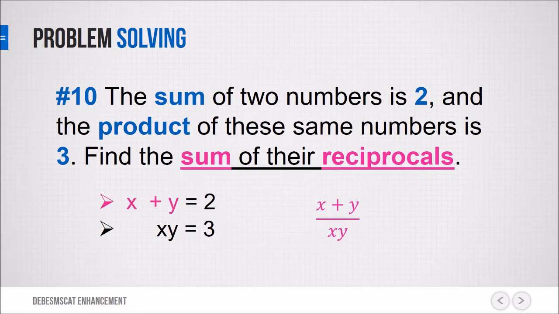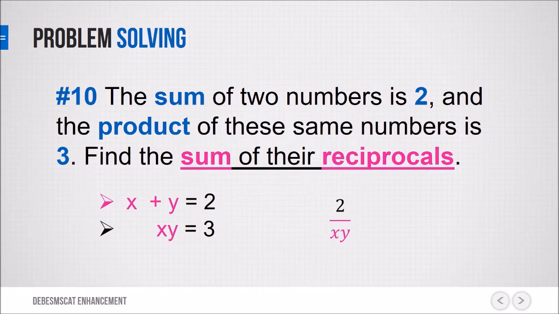And if we replace the numerator with the value of the sum of x and y from our first equation, which is 2, we'll get an expression like this one. And if we replace the denominator xy with the value of xy from our second equation, which is 3, we'll get an expression like this one. And I think we got the answer already.